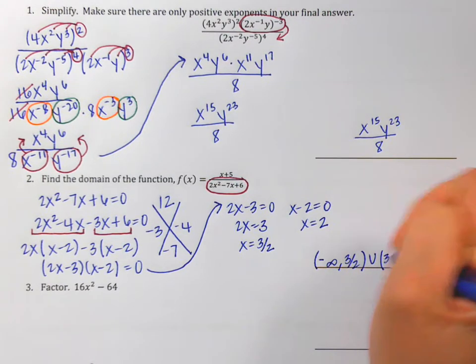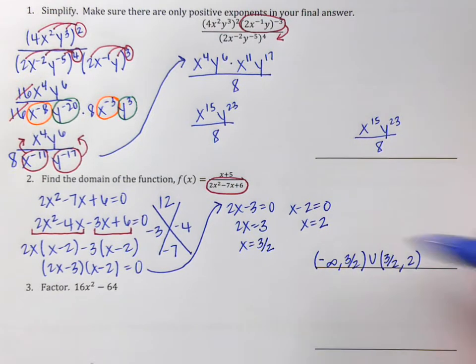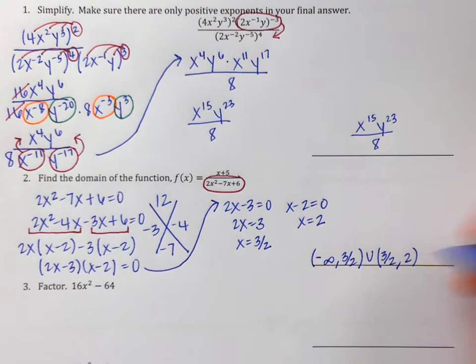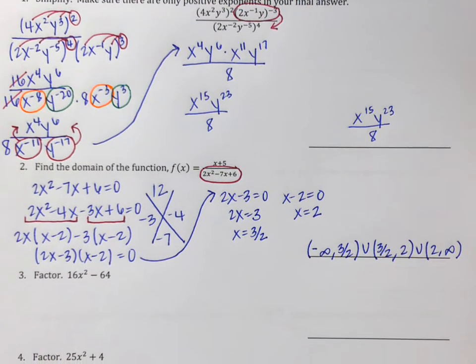Then it can't be equal to 3/2. It goes from 3/2 to 2. It can't be equal to any of those, which is why we use parentheses. And then union 2 to infinity. And that is how you would write it in interval notation.